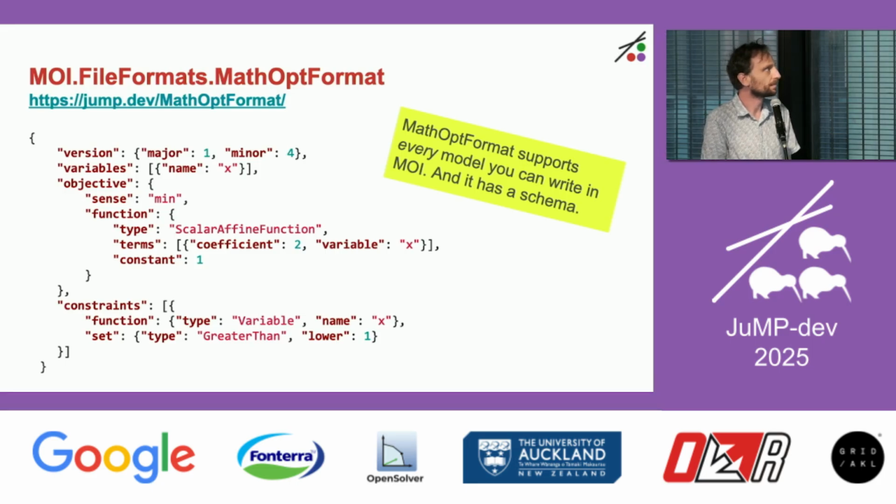It's pretty simple. Our objective function is a key objective. In it, it has a sense. We're either minimizing or maximizing. And then there's a function, and we know how this function is the scalar affine function with that list of terms and the constant. It's effectively the MOI data structures serialized directly to JSON. And the constraints in our model are just the constraints key with a list of function and set pairs.